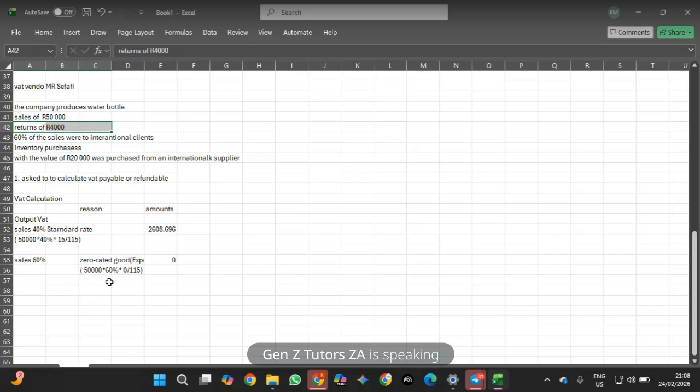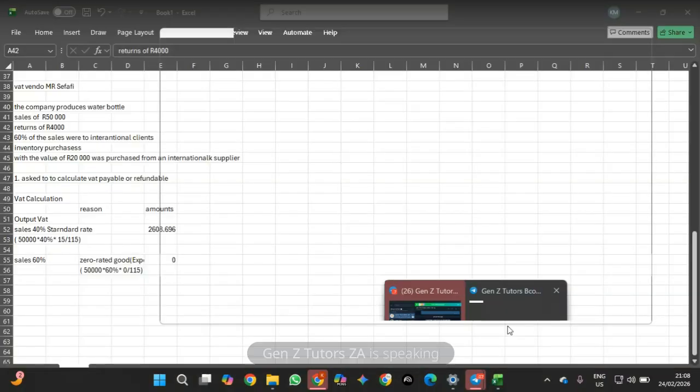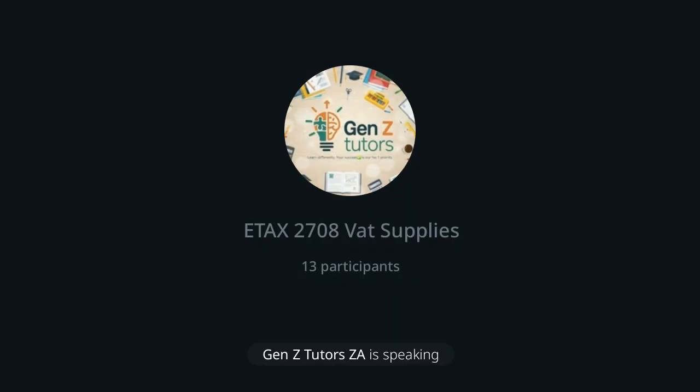And please, guys, tell me, those of you who know, how much is the penalty for not paying SARS? The rate. Come on. You can type in the group if you desire.